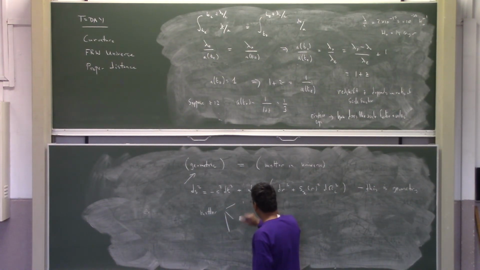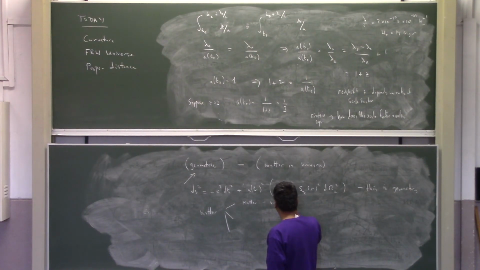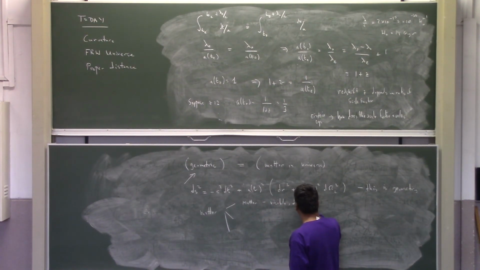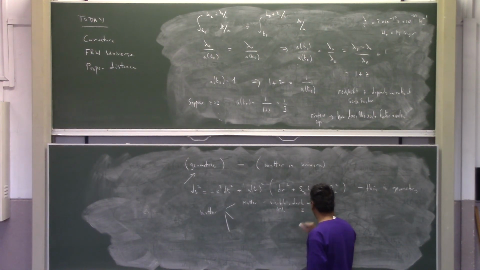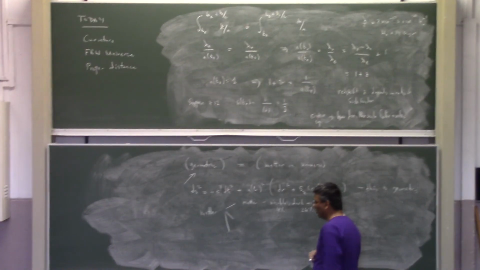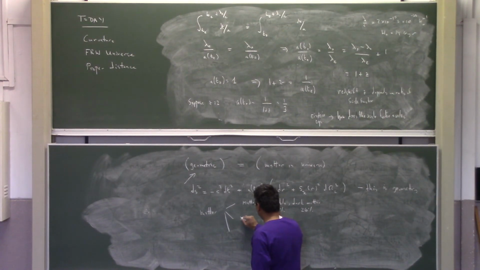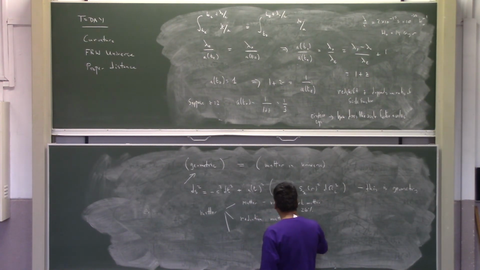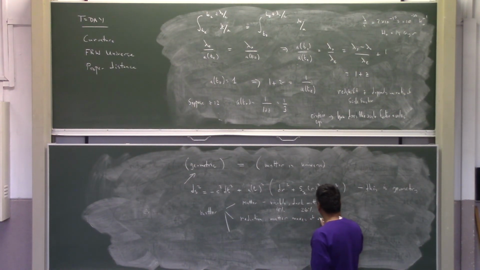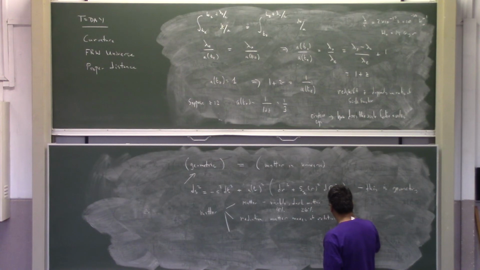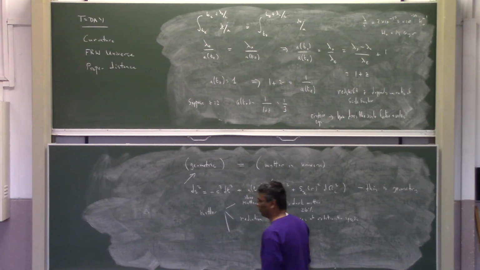There's stuff that we call matter. So this is visible matter and dark matter. So these are, again, 4% of the universe and roughly 26% of the universe. Then we have radiation, which is matter that moves at relativistic speeds. So we'll call this slow matter, non-relativistic matter.